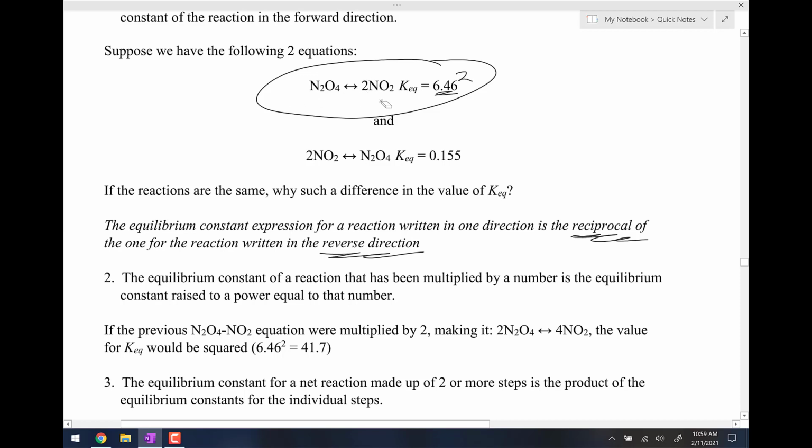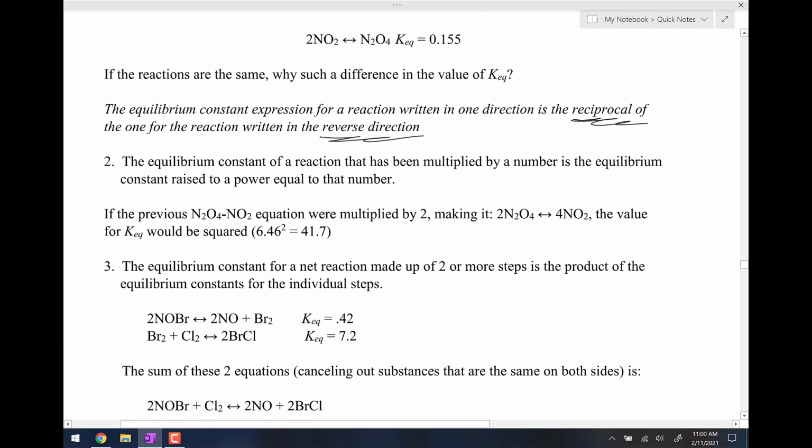So let's say we tripled everything. Make that a 3, make that a 6. Well, then we have to cube everything. Let's say we cut everything in half. So this becomes a 1/2 and this just becomes a 1. Well, then you take 6.46 to the 1/2 power. So the equilibrium constant of a reaction that has been multiplied by a number is raised to a power equal to that number. Okay?